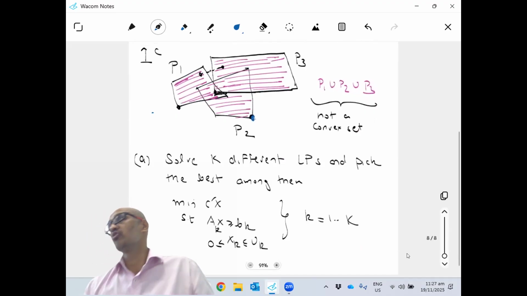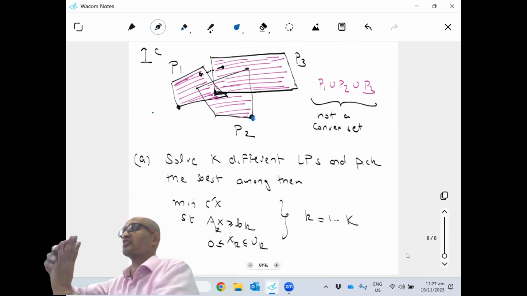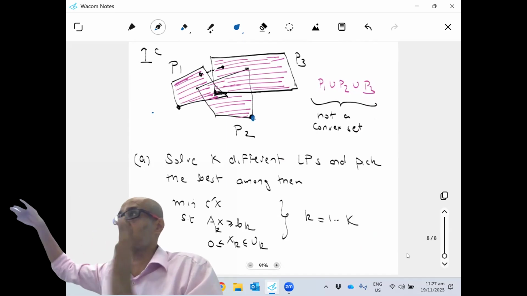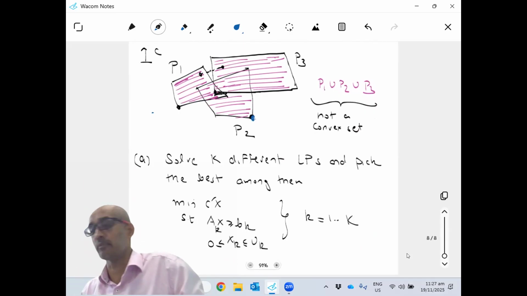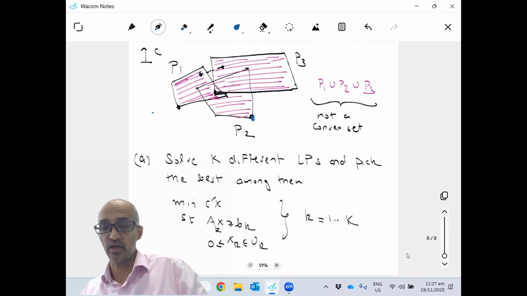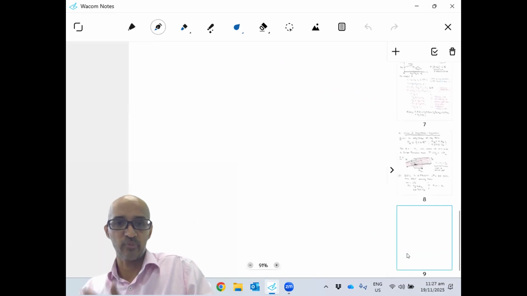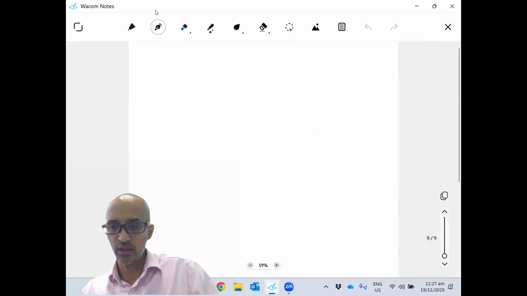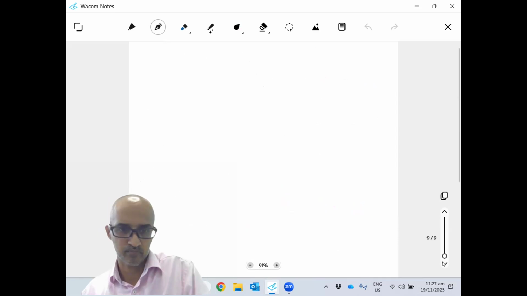There's another approach if you want to solve it in one shot, not k different times. Think of k being some very large number. Let's say I give you 100 different polytopes. To solve 100 different linear programs, can I solve it in one shot? It turns out you can. One way to do it is to solve it as an integer program. So let me show you the IP formulation for today.